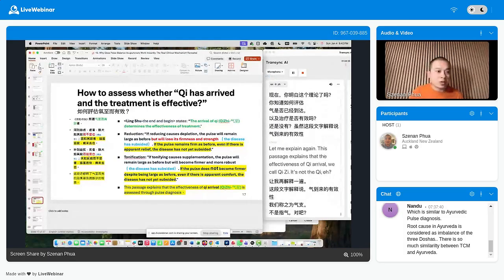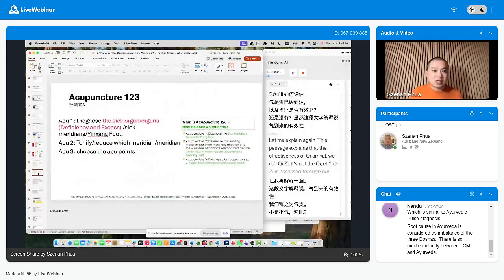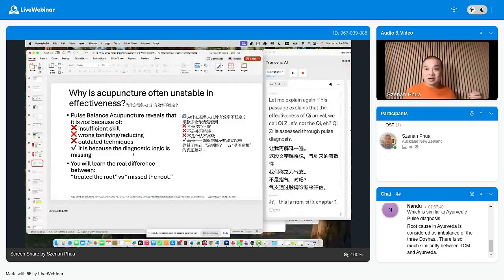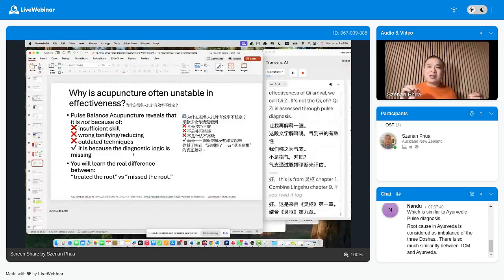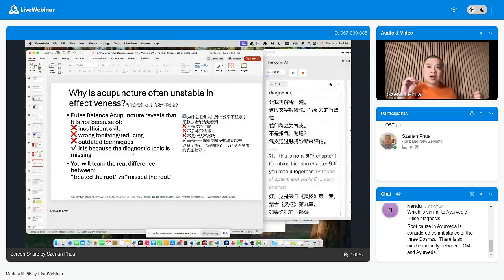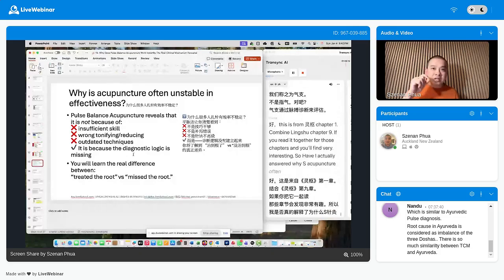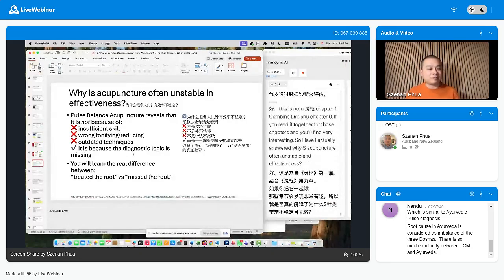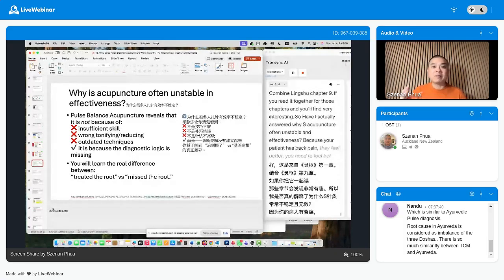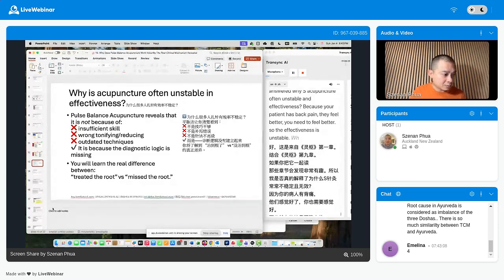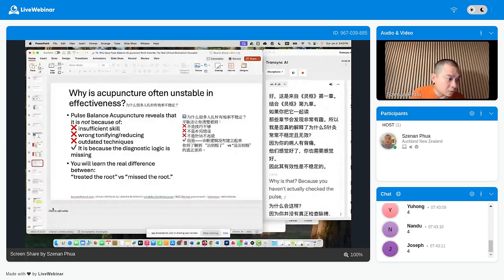So, have I actually answered why acupuncture is often unstable in effectiveness? Because your patient has back pain, they feel better, you feel better. And so the effectiveness is unstable. Why is that? Because you haven't actually checked the pulse. You haven't actually treated the pulse yet. Does it make sense? The patient did not actually get qi zhi, qi arrival. If you're following, please reply 4. Awesome.